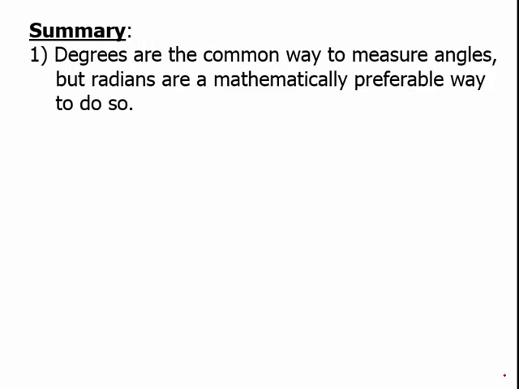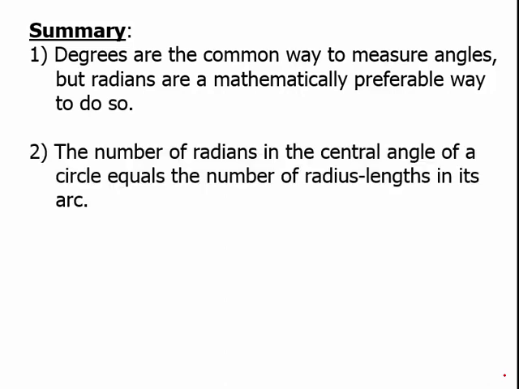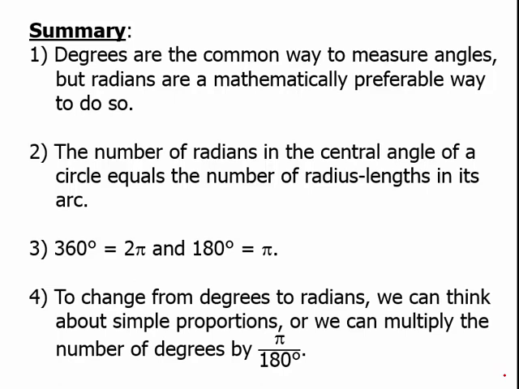In summary, degrees are the common way to measure angles, but radians are a mathematically preferable way to do so. The number of radians in the central angle of the circle equals the number of radius lengths in its arc. This means that 360 degrees all the way around the circle is 2 pi radians, and 180 degrees, a semicircle, is pi radians. To change from degrees to radians, we can think about simple proportions, or we can just multiply the number of degrees by the fraction pi over 180.